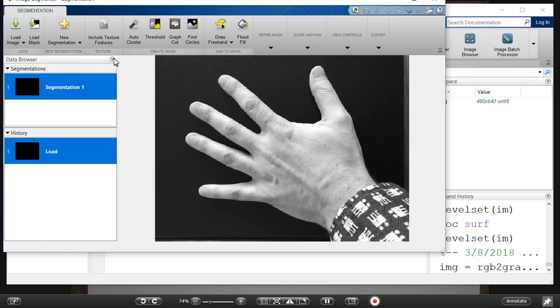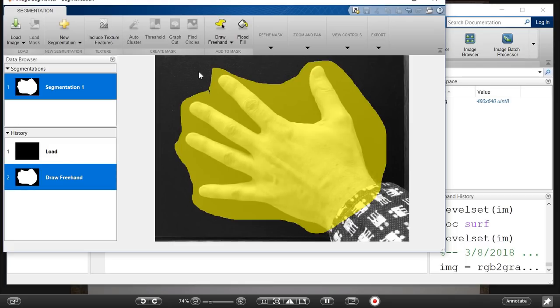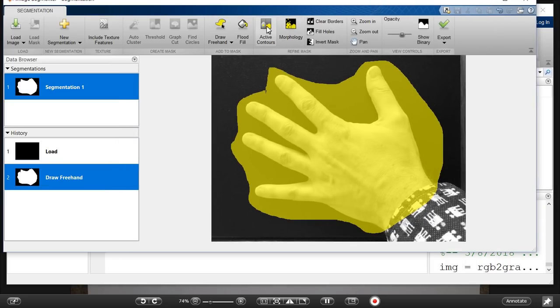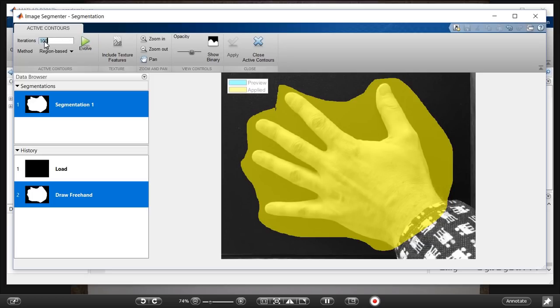Okay, so what I'm going to do is first draw freehand to say, this is what I want to outline, my hand. Then I'm going to select what's called active contours. Don't worry about the magic numbers here for the moment. I'm just going to see what happens. Let's set this to be 300, and I'm going to evolve.